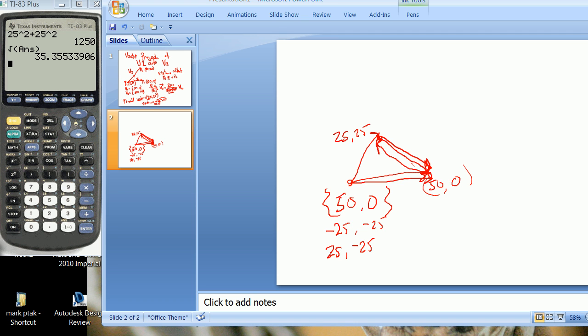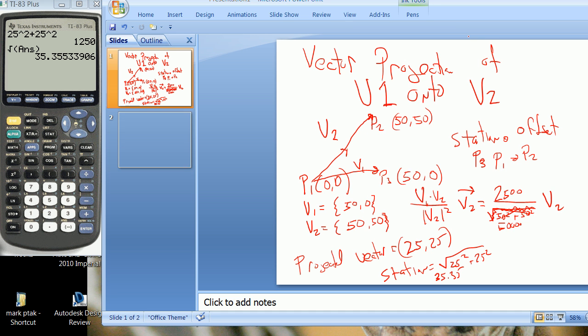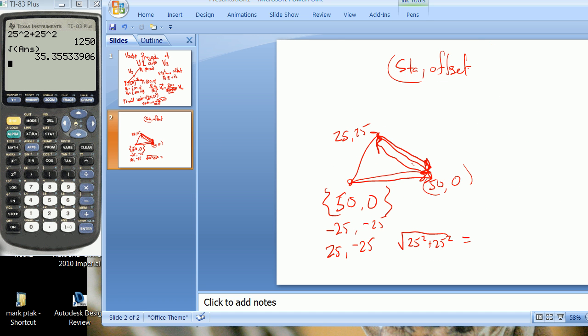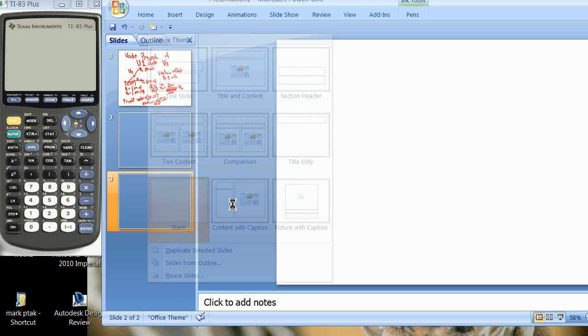And so now we know, we just did that before, that the length of that vector is the square root of 25 squared plus 25 squared, which of course is that same number up here of 35.35. And so our station offset is in fact 35.35.